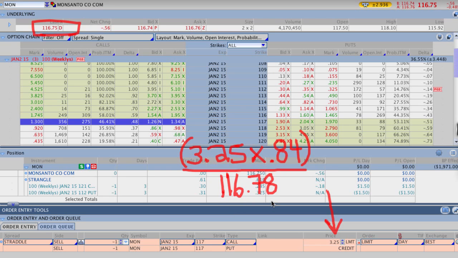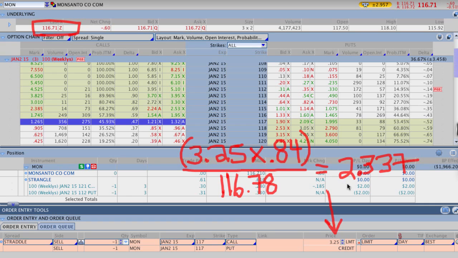So if you actually go ahead and do this, and I'm just doing this on my calculator on my phone right here, 325 times 0.84 divided by 116.78 gives us an expected move percentage-wise of 2.337. Okay, so that's the actual expected move percentage-wise that we're looking at.